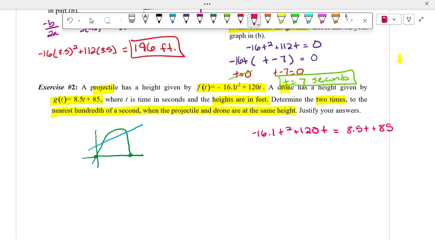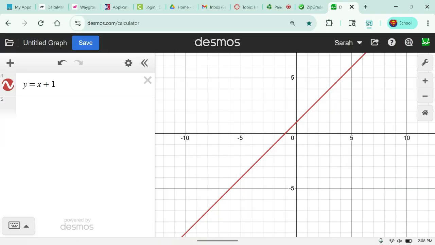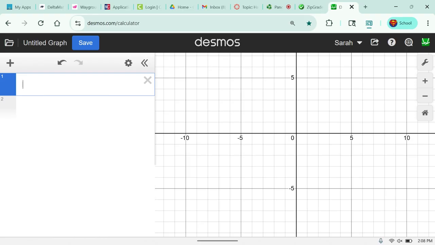Now, we're not going to solve by hand, because unless we're solving by factoring, we could solve by quadratic formula if we want to. I don't want to. So we're going to go to good old Desmos. They're both functions of time, so it doesn't matter. And remember, g(t) and f(t) are just fancy names for y. So I'm going to type these in.